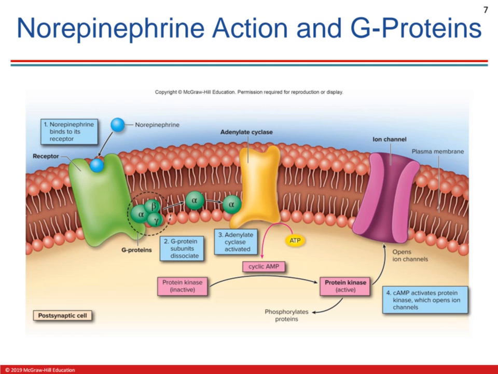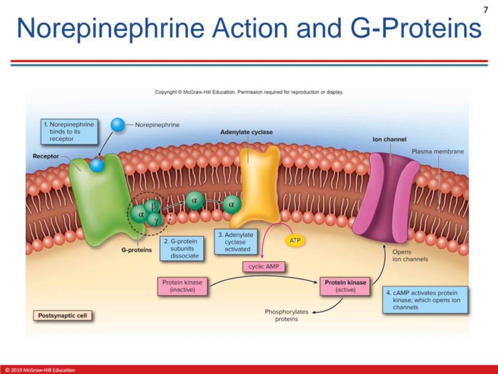Okay, this slide illustrates what happened with norepinephrine. So norepinephrine will bind to its receptor. This binding causes the activation of a G protein, which has three subunits, alpha, beta, and gamma. Now, once it's activated, the alpha subunit may translocate laterally in the membrane. It's also potentially possible for beta and gamma to translocate and have some sort of action within the membrane when it binds to another protein. In this case, we're showing the alpha binding to adenylate cyclase.